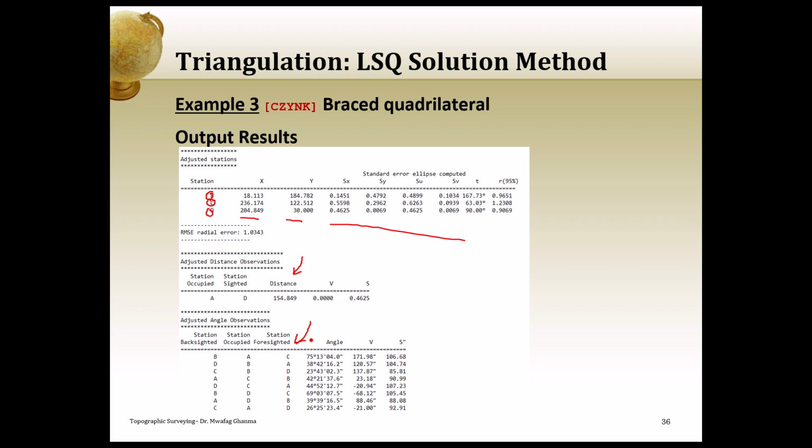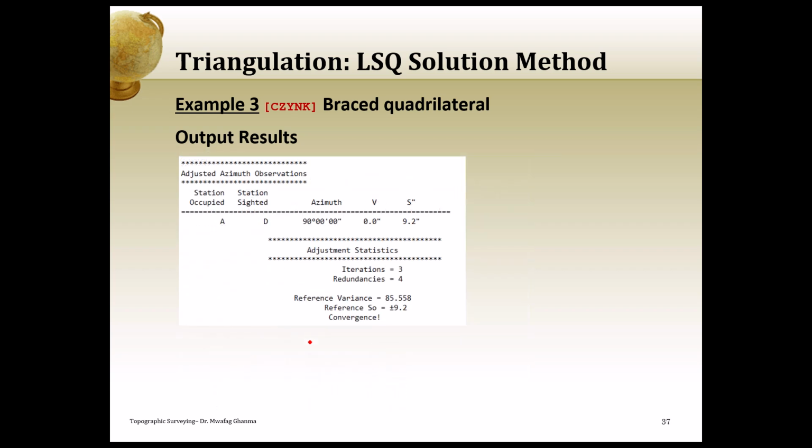If you want an idea of how much these observations are adjusted, you can look at these tables and report the adjusted observations, azimuths, and angles. So this is the end of this part about triangulation, and as you saw, we are doing everything using least squares. Just come up with the initial estimates, prepare the data file, give it to the adjust program, and that's it.